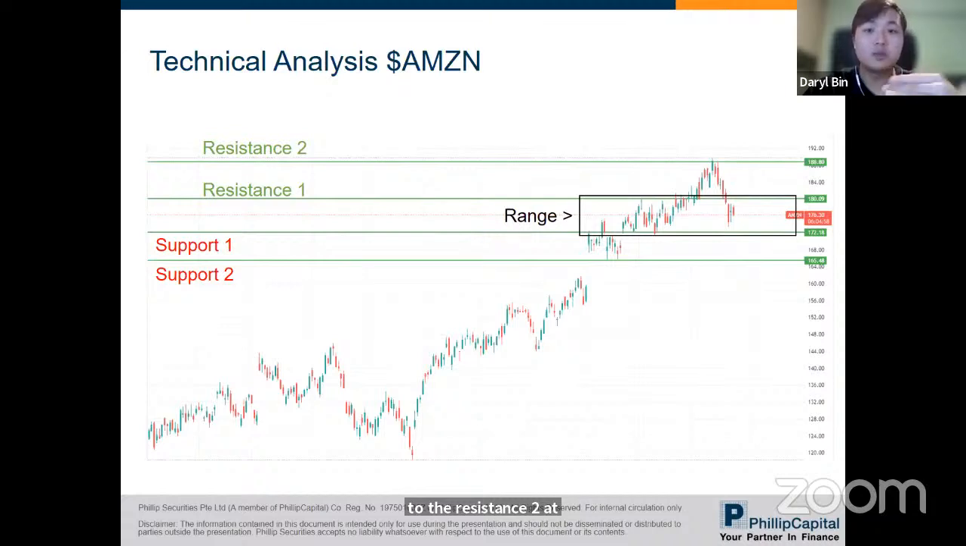However, if they do not hold past support 1, likely they'll touch support 2 at the 165 level to gather more buyers.